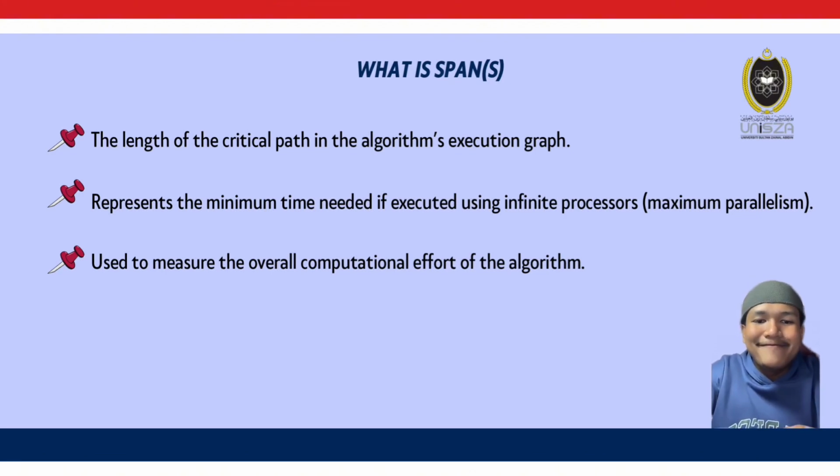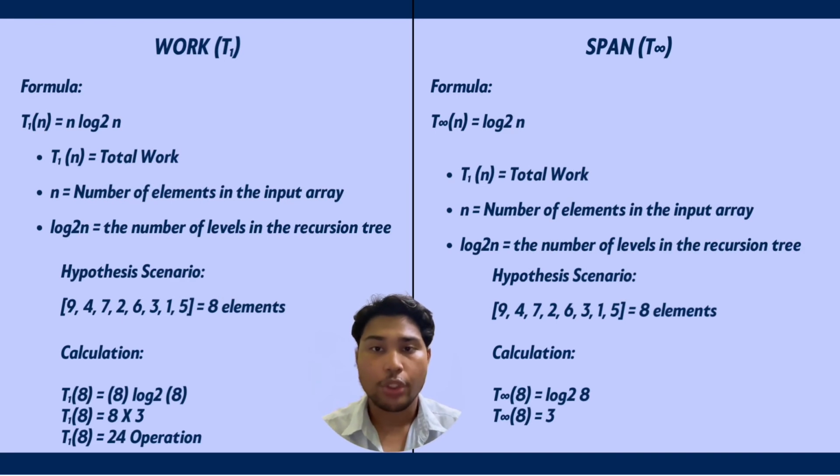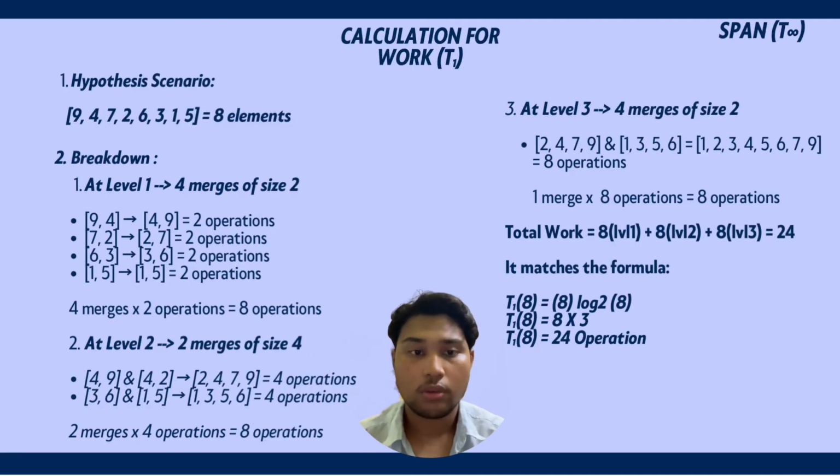In this video, I will show you how to calculate work, span, and parallelism in parallel merge sort. Using my own hypothetical scenario, we will sort an array with 8 elements, which are 9, 4, 7, 2, 6, 3, 1, and 5. Parallel merge sort splits the array, sorts parts in parallel, and merges them together. The formulas we will use are: first, work equals n times log base 2 of n, and span equals log base 2 of n, and we will substitute n with 8, since we have 8 elements in our array.